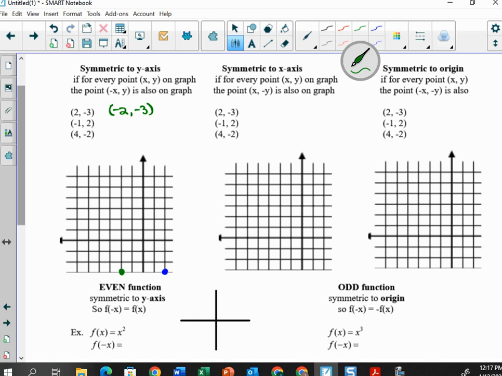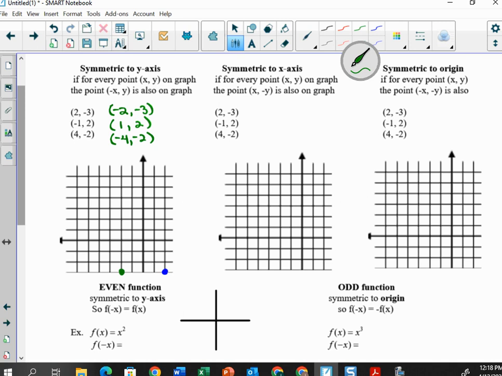So looking at those other 2 points there, (-1, 2), what would be the point? Okay, these are quick, right? (4, -2) is going to become (-4, -2), right? You don't have to plot all of these. I think you get what's happening, right? So that's symmetric to the y-axis. You're flipping over the y-axis, your x changes sign, okay?